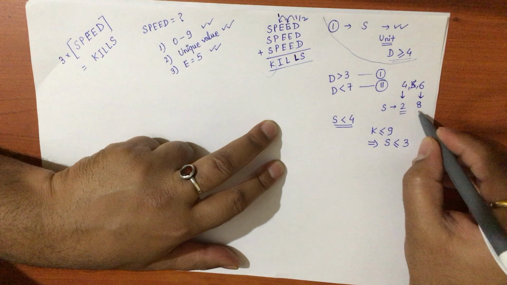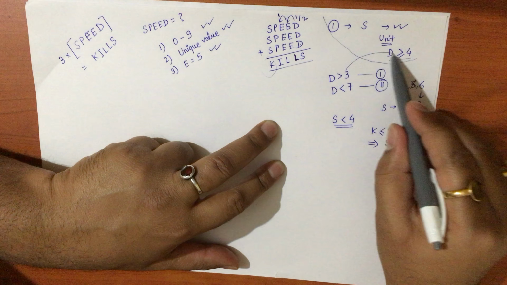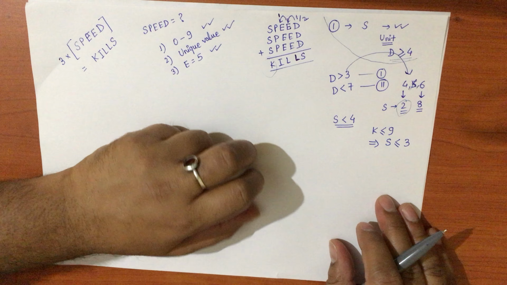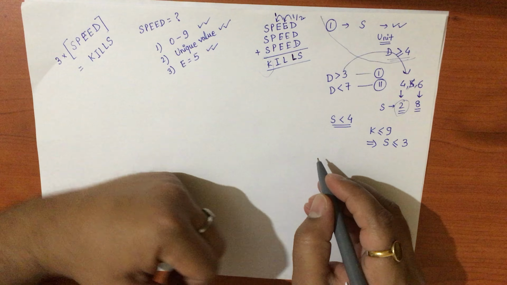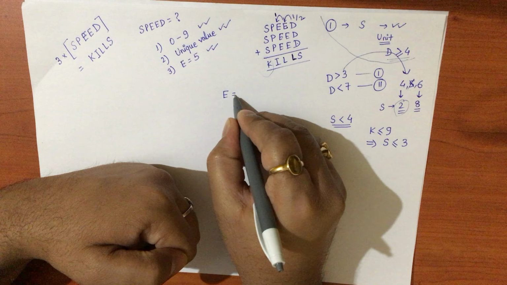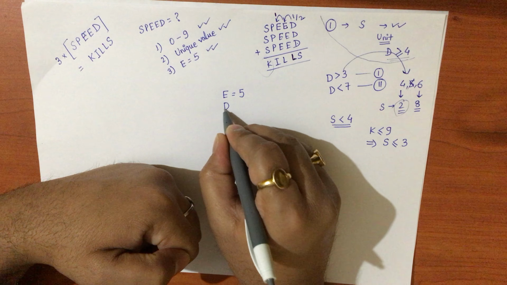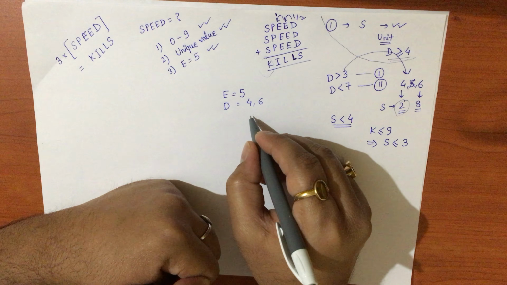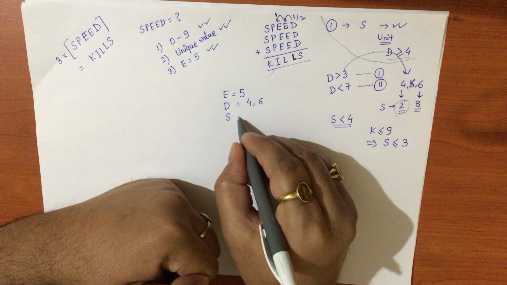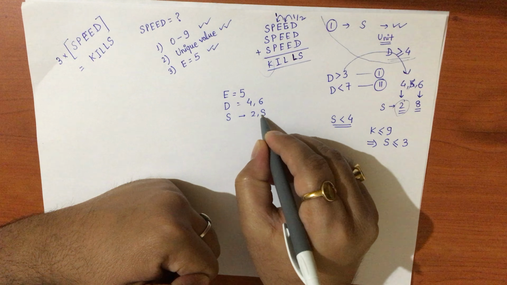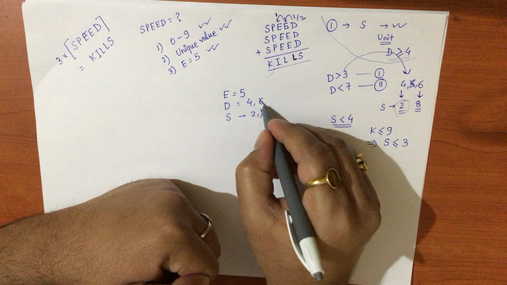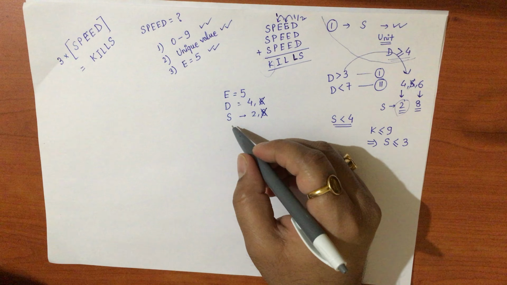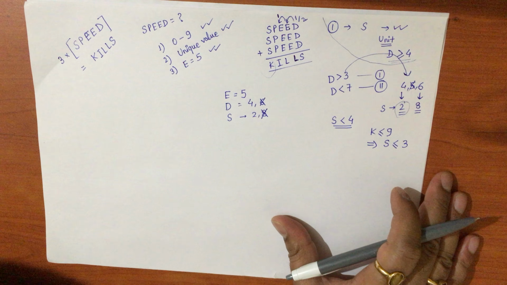Since we have only two values of S corresponding to D, we will take the value S equals 2 as our valid value. So now what are the values that we have? Our E is equal to 5 from the question. D was either 4 or 6, for which S was 2 and 8. Since 8 is disqualified, hence 6 is disqualified. So we have E, D and S as 5, 4 and 2 respectively.